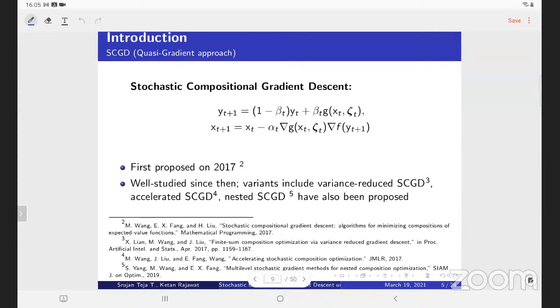And as I said, this was proposed in 2017, and there were many extensions after that. I've mentioned a few here, in which a finite sum case has been verified and proposed. An accelerated version of this algorithm has been proposed, and nested versions have also been proposed, where the expectations are involved in nested functions. Note that this list is not exhaustive. It still is an active area of research, and many problems are coming with this compositional structure.